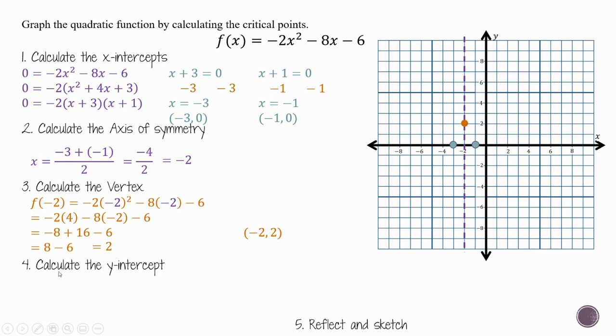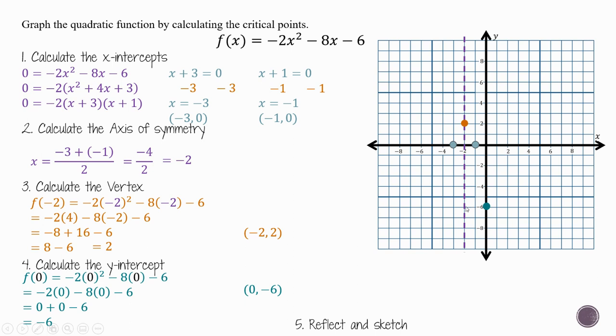Next, we'll find the y-intercept. This is probably the easiest one. We're putting 0 in for x. 0 squared is 0. 0 times negative 2 is 0. 0 times 8 is 0. So we get 0 plus 0 minus 6, which is negative 6. So we plot 0, negative 6.